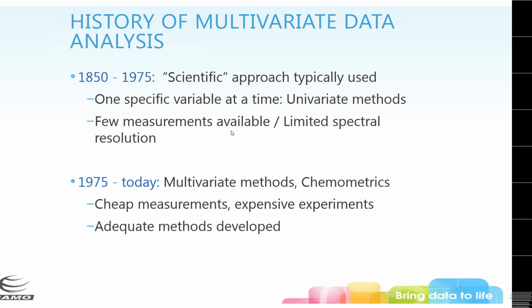The reason why is that by this point we had some cheap measurements, so you could take lots of different measurements. The experiments themselves became expensive, so you had to be very careful about what types of experiments you did. And then we had adequate computers and methodology to interpret that data.